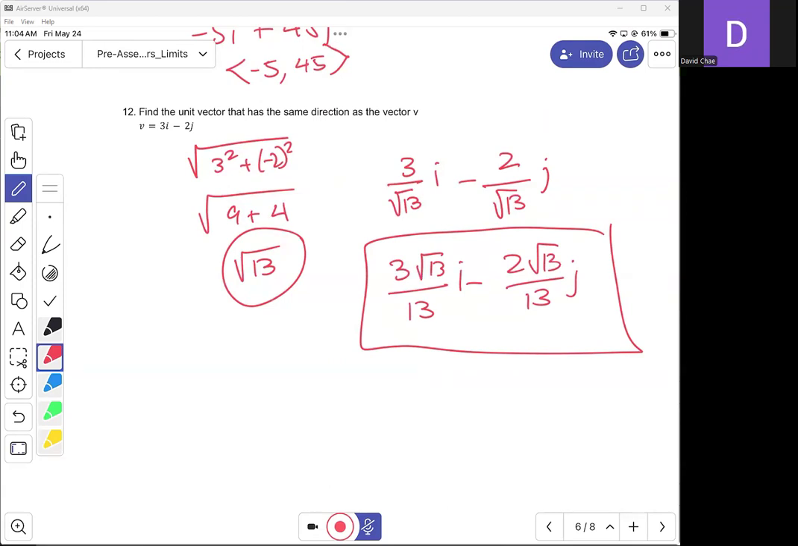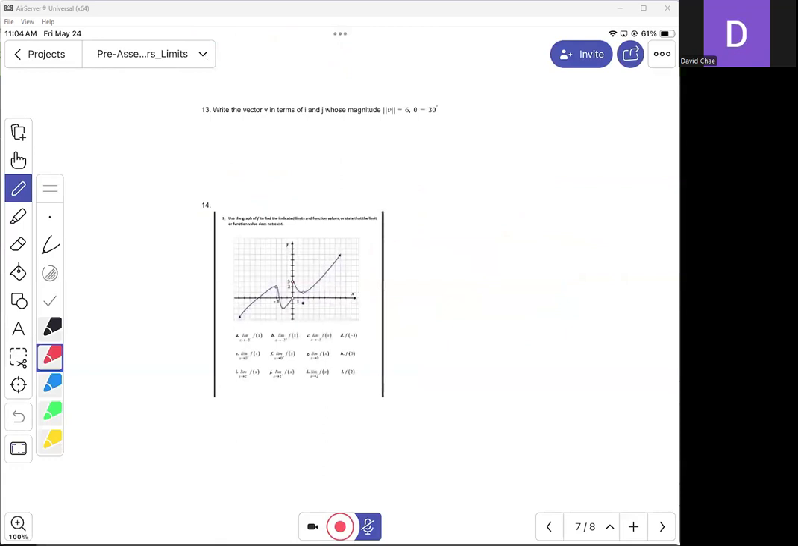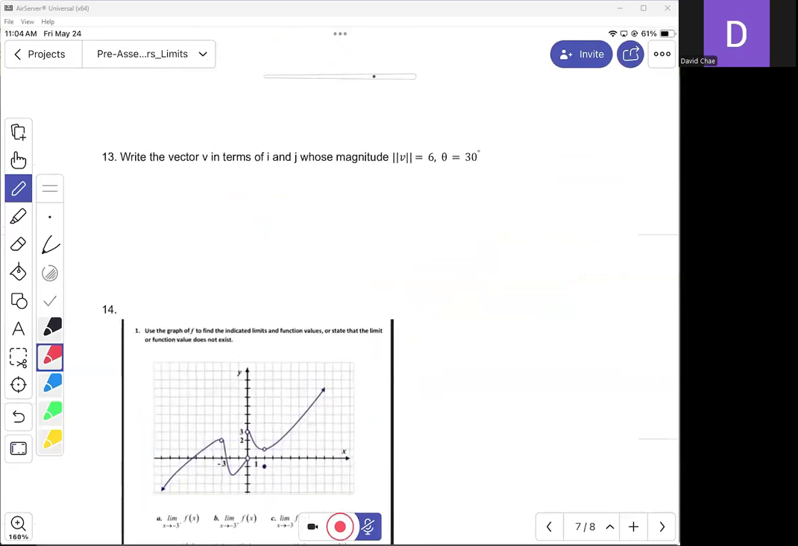Number 13 is kind of the opposite. You already have the magnitude and you have the angle, and you need to find the vector in terms of I and J. So just keep in mind what this is. The magnitude is 6 right here, and this is 30 degrees. How do you get to this point right here? What is this vector here? I'll put it in blue.